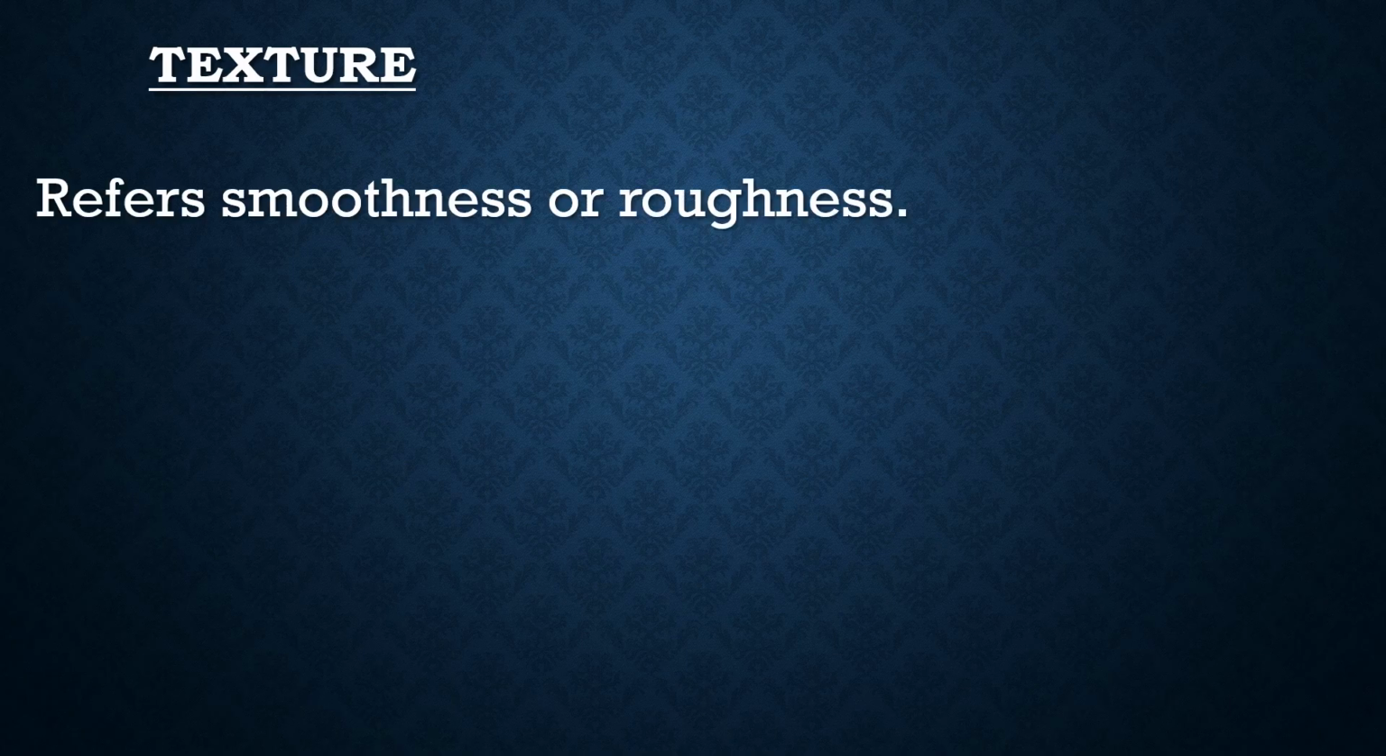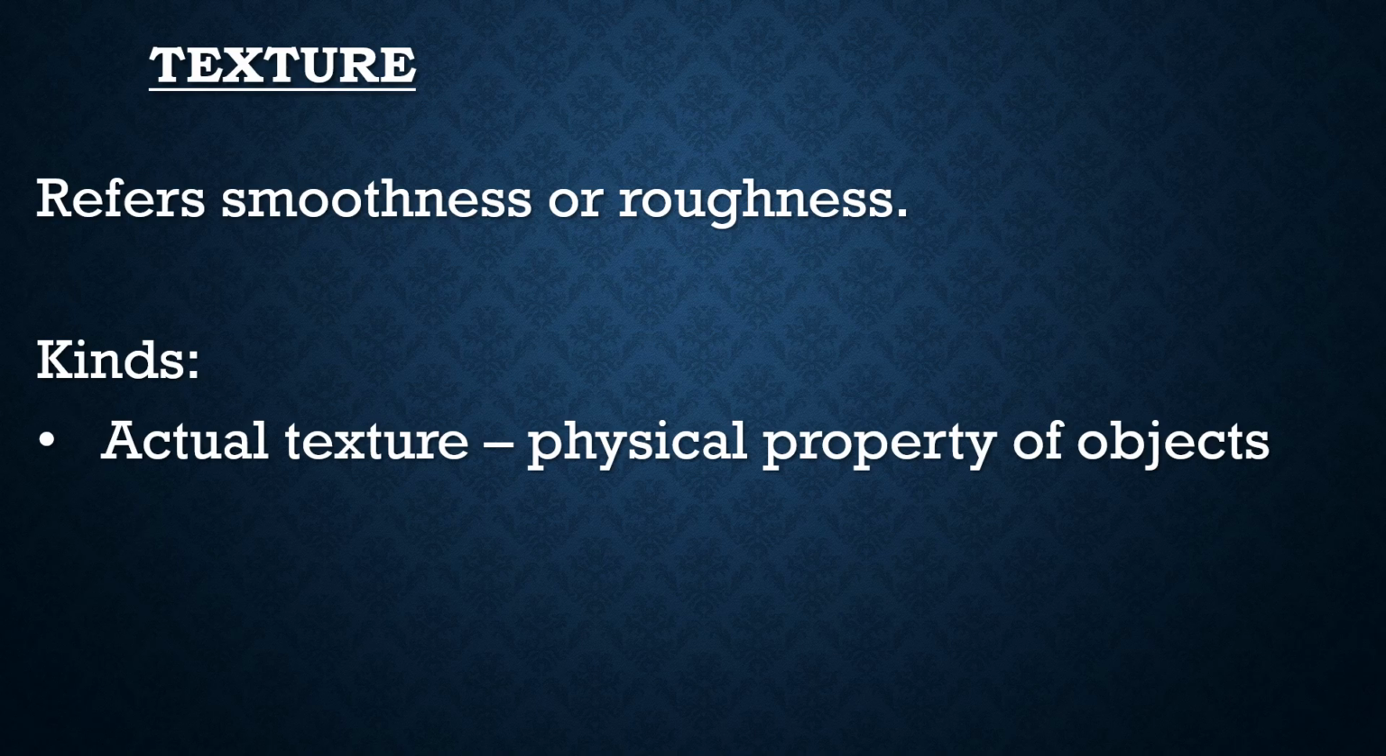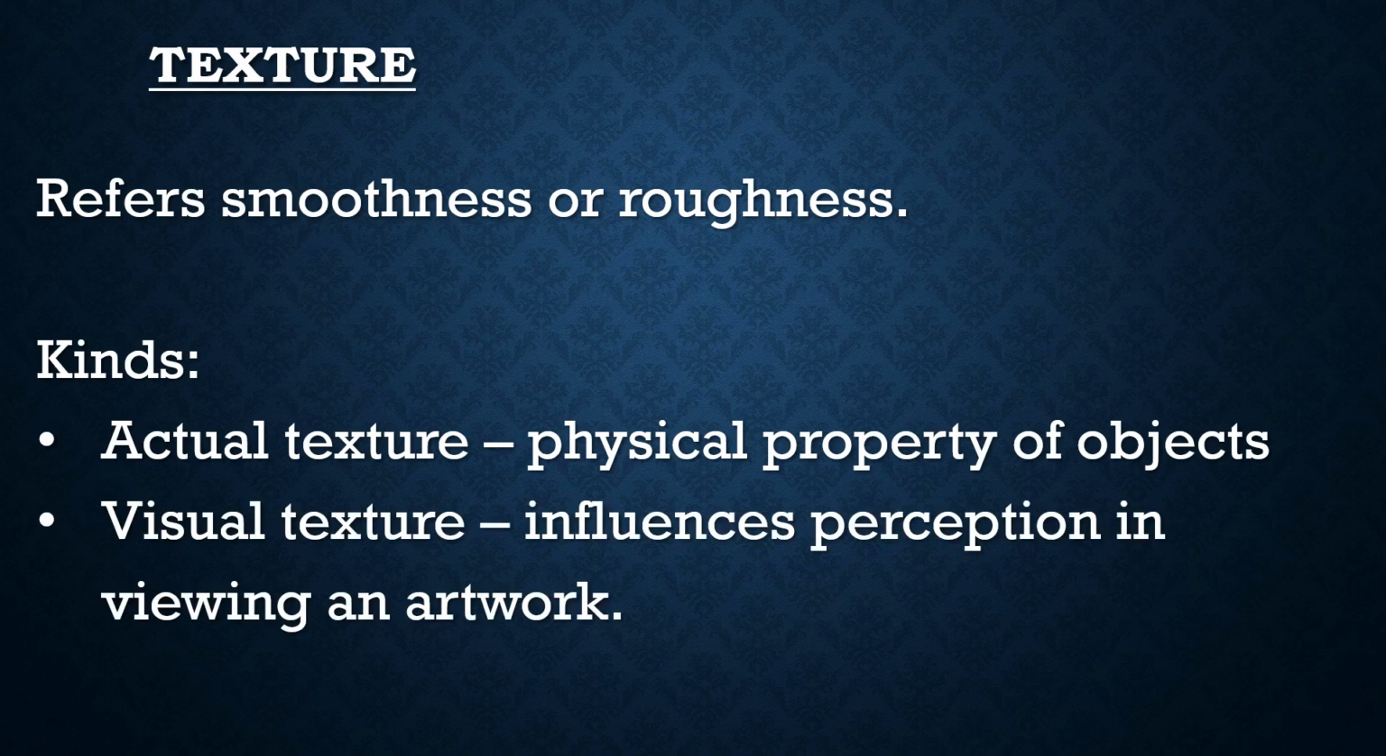So texture, it refers to the smoothness or roughness. So we have two kinds. We have the actual texture, physical property of objects, and visual texture influences perception. So yung actual texture, ito yung nahawakan mo. Okay, nararamdaman ng kamay mo na ito ay rough or smooth. Visual naman, ito yung nakikita lang mo, pero alam mo na, nararamdaman mo na sa utak mo yung smoothness or roughness by just viewing an artwork.